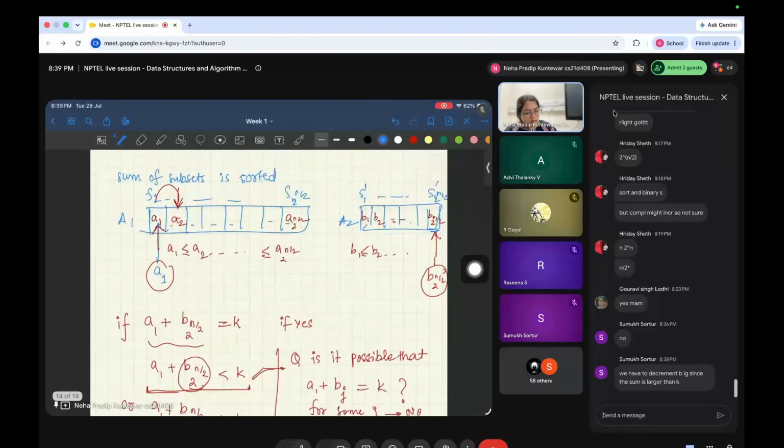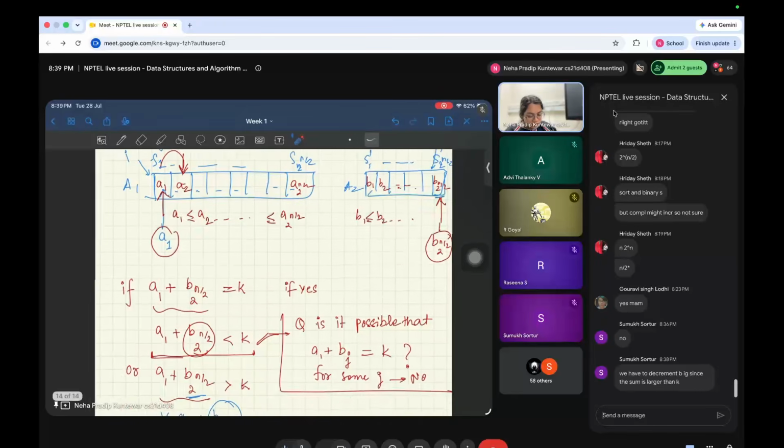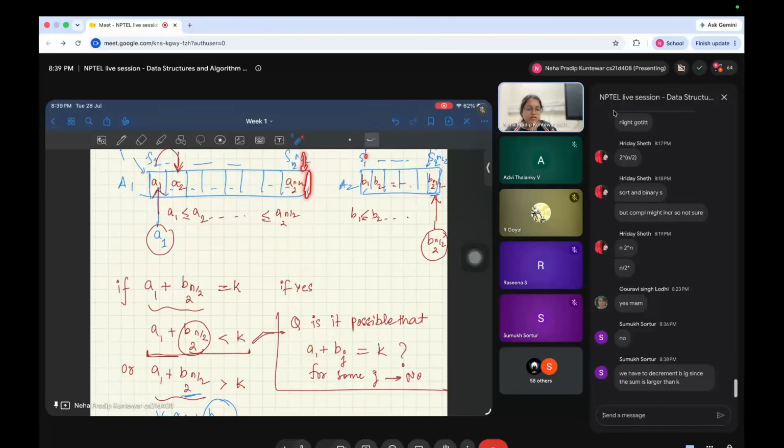So initially I was here and j was here. If you are in this case, you're going to increment i, and if you're in this case, you're going to decrement j, and then you continue this until you have your i pointer here and j pointer here, and that's your final entry. So how much time does this take?